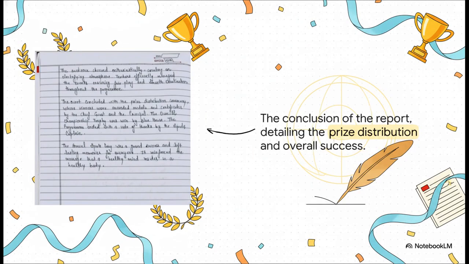And here's how it wraps up. The conclusion covers the prize distribution. That's a really important outcome. And it ends with a simple summary of the event's success. See? Everything's tied together, and the reader walks away with a complete picture.